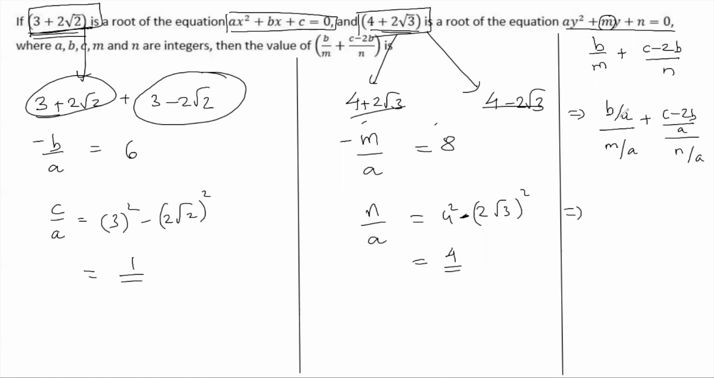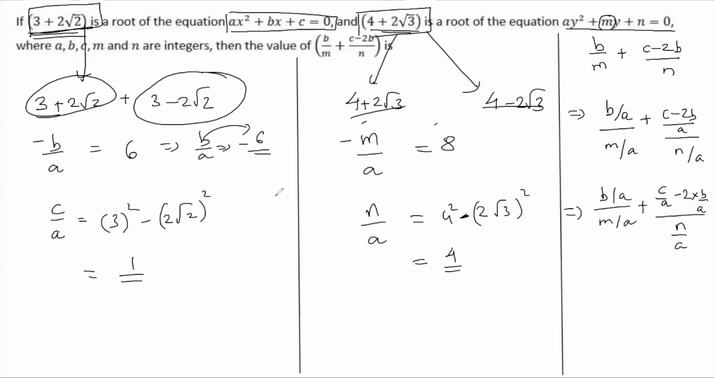The first term here becomes b by a upon m by a, plus the numerator here, c minus 2b upon a, which I'll write as c by a minus 2 times b by a, or basically plus 2 times minus b by a, whichever way you want to write it, divided by n by a. And now I simply have to put in the values, right? Minus b upon a is 6, so I will get b upon a as minus 6. If minus m by a is 8, I will simply get m by a as minus 8.